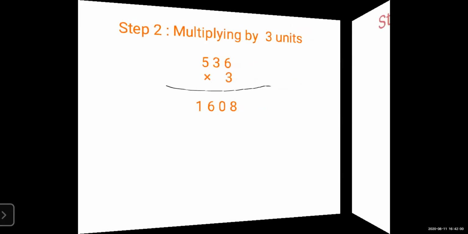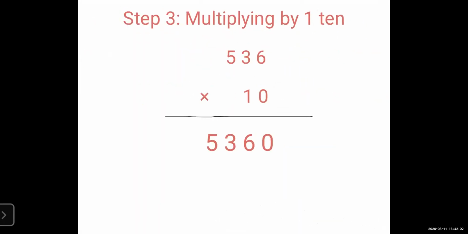Now see step 3. Step 3 is multiplying by 10. Why have we taken 10 here? Because in 213 there is 13: 10 and 3 ones. 3 units we have already multiplied, but 10 is there. While multiplying the tens place, consider that 0. Okay, meaning while multiplying the tens place digit, consider that 0. See here, this 1 is at tens place, so its value is 10 and there is 0.